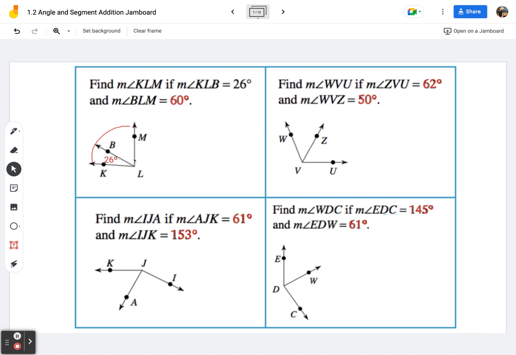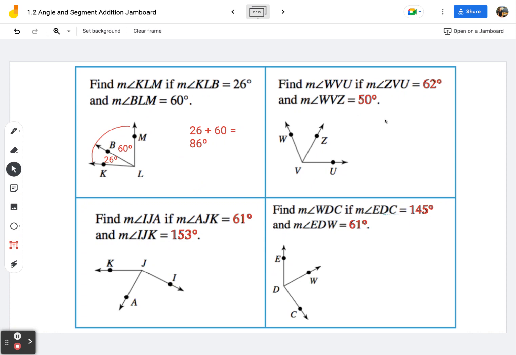And the angle that's right adjacent to it, BLM, is 60 degrees. So when we go to find the measure of the larger angle, again, we're going to use part plus part equals whole, so 26 plus 60 is equal to 86 degrees. And then I look at my diagram and I make sure that that makes sense.